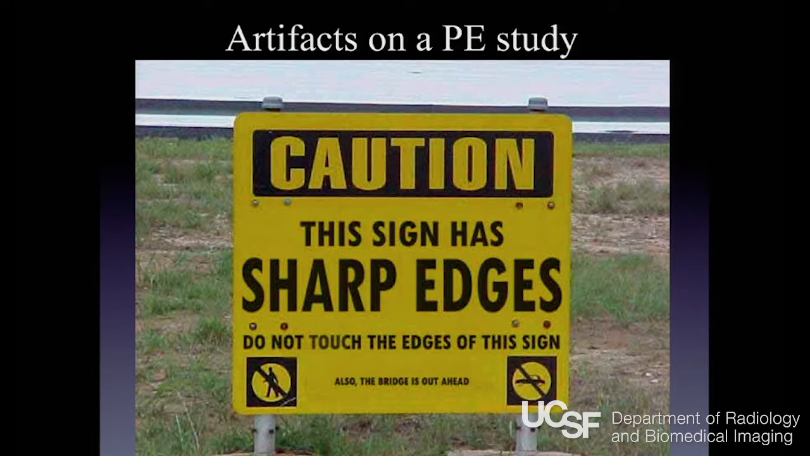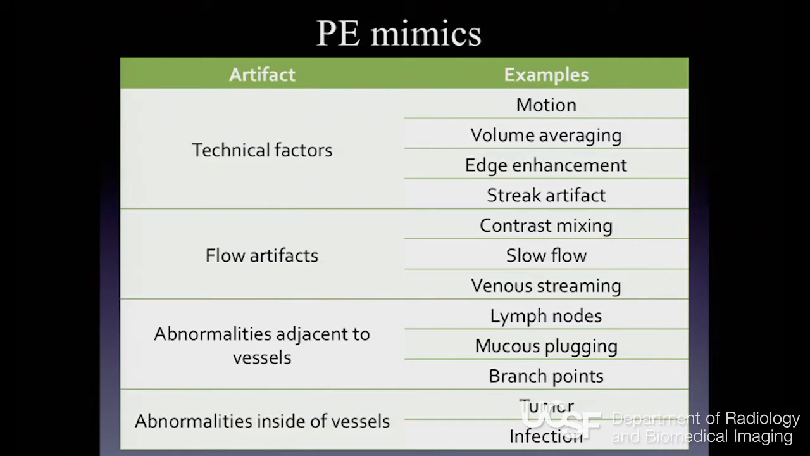Of course, there's lots of artifacts. I'm going to go through just a few. There's lots of artifacts that can mimic PE, which is why it's so important to maintain specificity and use these very strict rules about PE. And I'm just going to go through these, one each, okay?